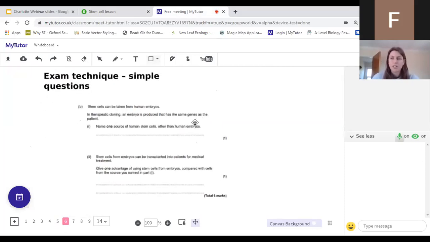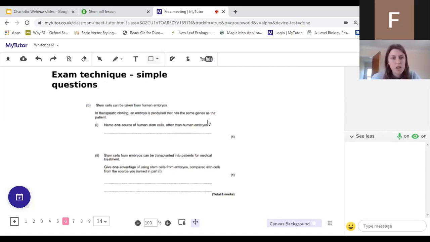So now we're going to do some exam technique questions. I wanted to run through how questions about stem cells would look in an exam, and also the different types of question that you can have, and we'll run through the mark schemes for those as well, so you can see exactly how those would appear, and hopefully you'll get an idea of what the examiner is looking for.